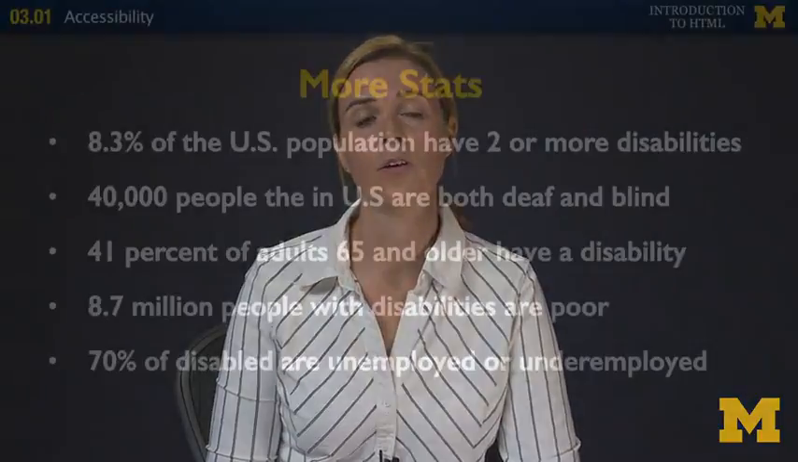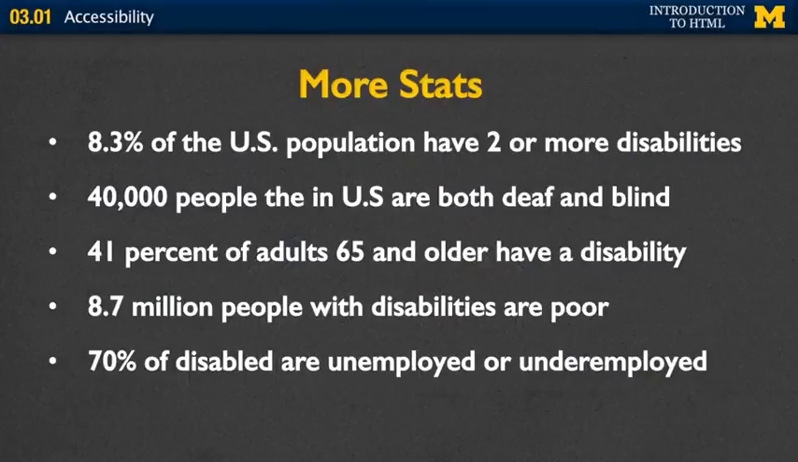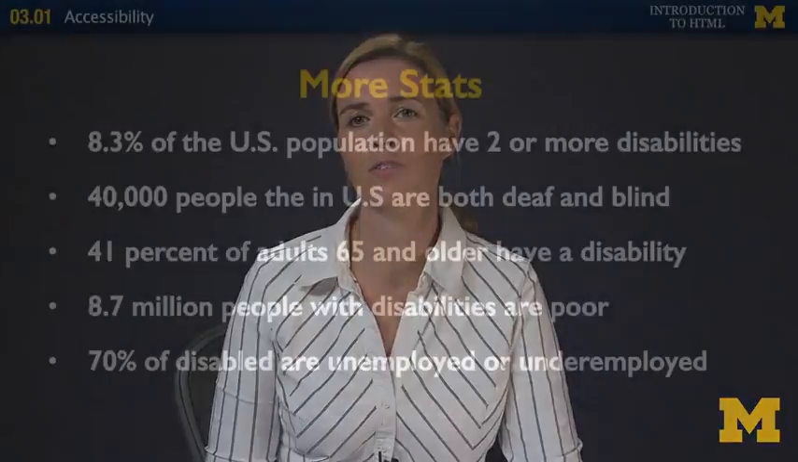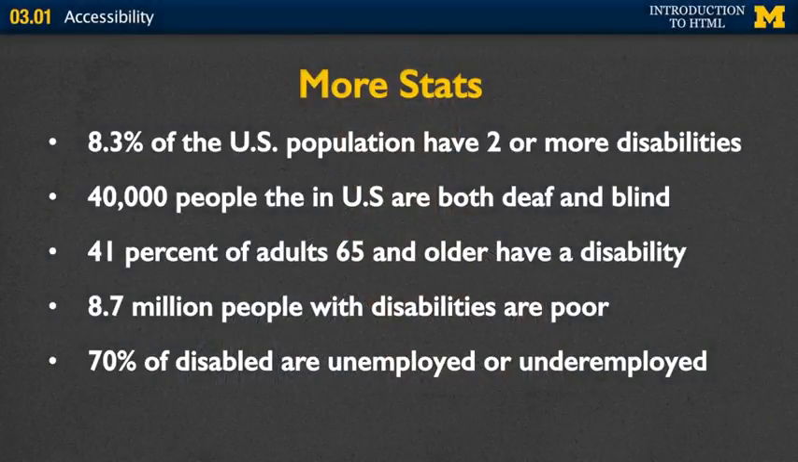So let's get to specific stats, because nothing helps me convince people more that they want to design for the web than showing them the numbers. So almost 10% of the US population has 2 or more disabilities. 40,000 people in the US are both deaf and blind. So think about trying to access technology when you have those types of issues. 41% of adults 65 and older have a disability. And there are almost 9 million people with disabilities who are poor.